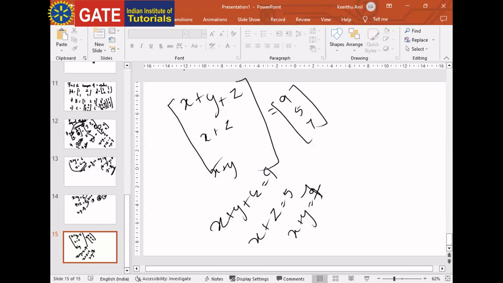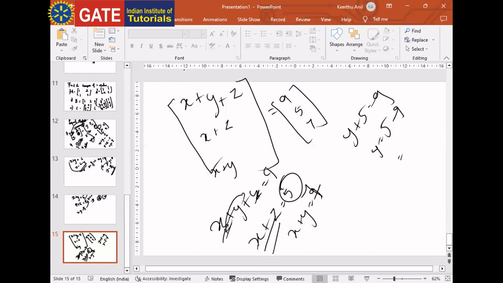Why? Because if you have x plus z, x plus z is already given as 5. So instead of this x and z in this particular equation, we can change it as 5. So what happens? y plus 5 is equal to 9, and from that y is equal to 9 minus 5.